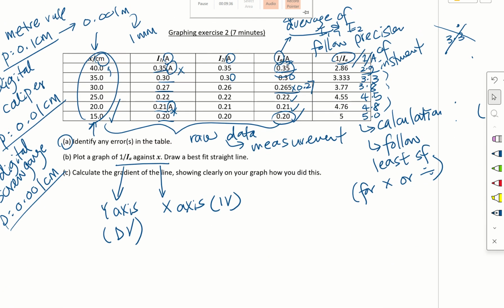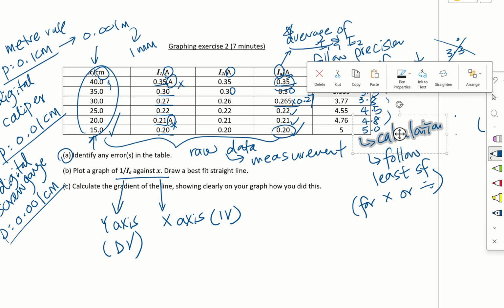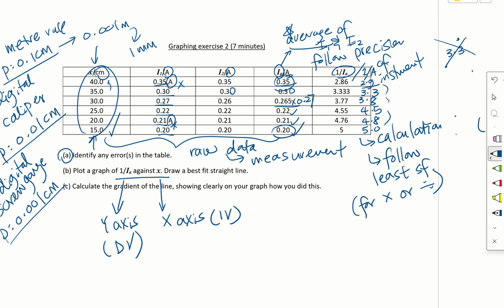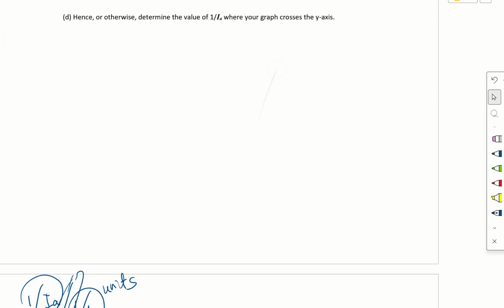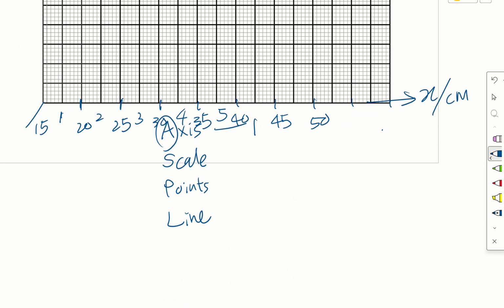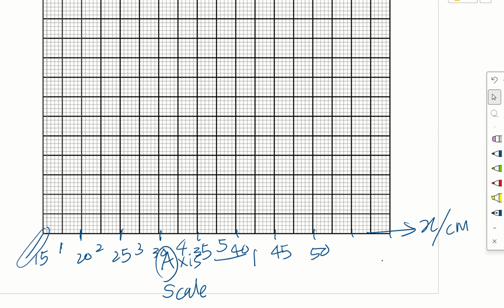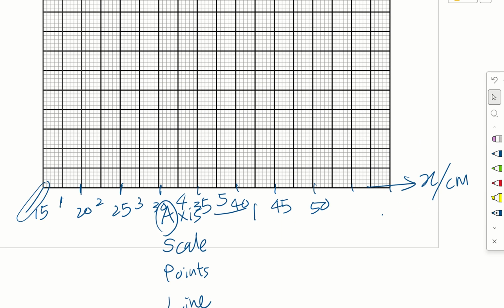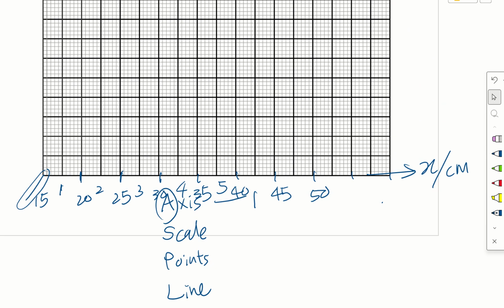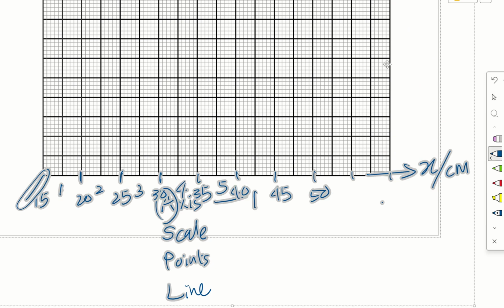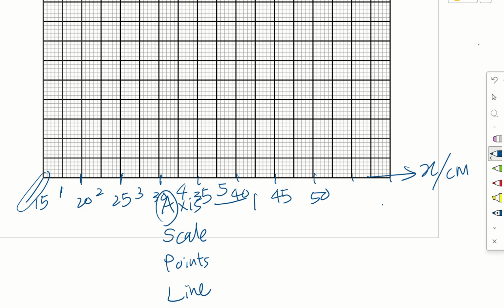Y-axis, the minimum value is 2.9. Minimum value 2.9, maximum value is 5. Okay, so using this slash, I can actually divide it into the X scale and the Y scale. Okay, so they don't have to start from the same value. But do remember to have the slash, right? So the minimum value is 2.9, right? So maybe I do a 2.8.